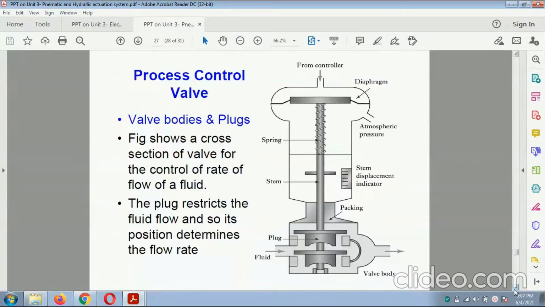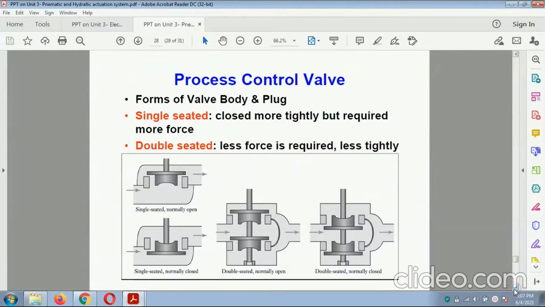Process control valve: the valve body and plug. The figure shows a cross section of the valve for controlling the rate of the fluid. The plug restricts the fluid flow, so its position determines the flow rate. The process control valve has forms of valve body and plug. Single seated closes more tightly but requires more space. Double seated requires less force but closes less tightly.